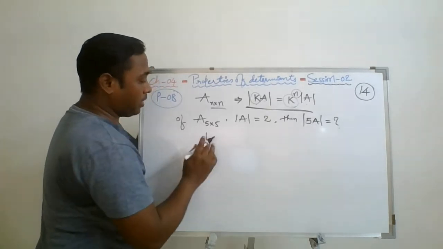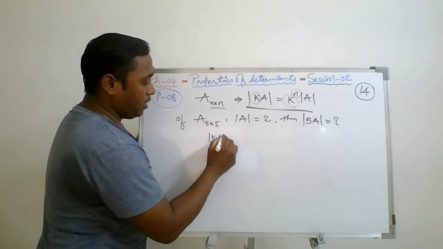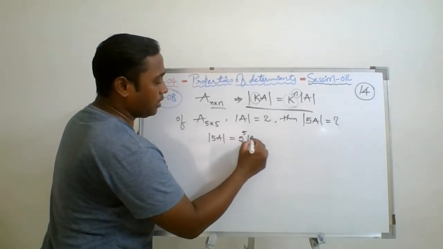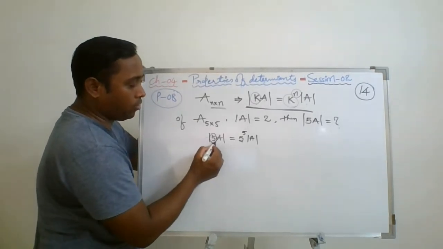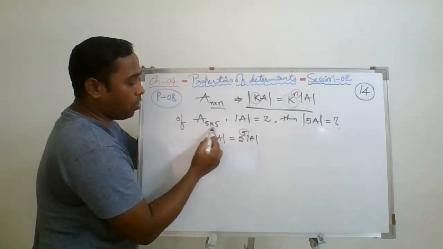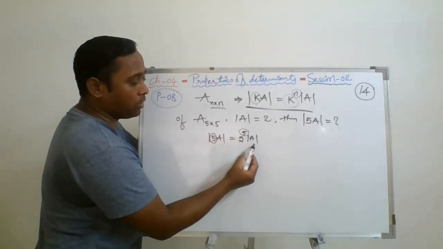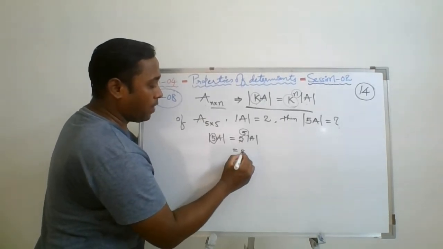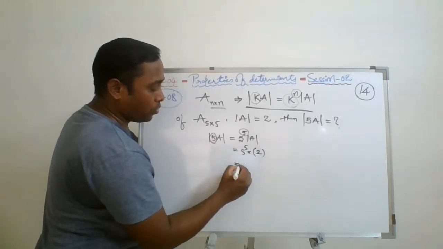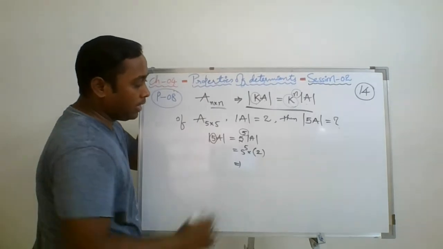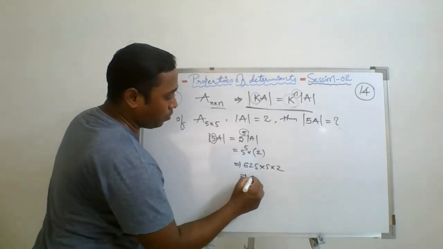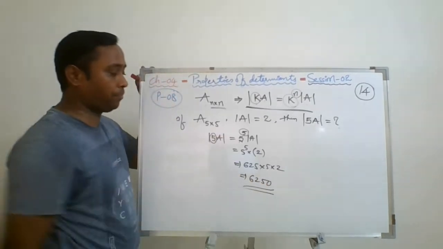Det 5A is nothing but 5 to the power of 5 into det A, because 5 is a constant, it remains the same. Its power represents the order of the square matrix, the order is 5, hence 5 power 5 into det A. Det A value is 2. So 5 power 5 means 625 into 5 into 2, that is 6250.